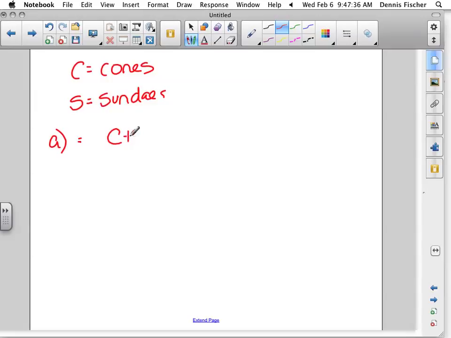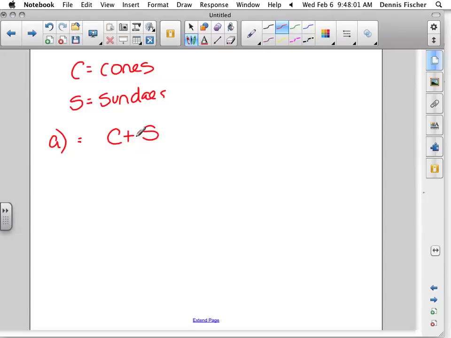So therefore, part A, very easily, the number of scoops of ice cream in the sundaes and cones is just C plus S. Cones and sundaes is C plus S. The number of cones plus the number of sundaes tells me how many scoops of ice cream, right? Now part B says, suppose you have enough yogurt for 200 scoops. Write an inequality that represents all possible combinations of cones and sundaes.